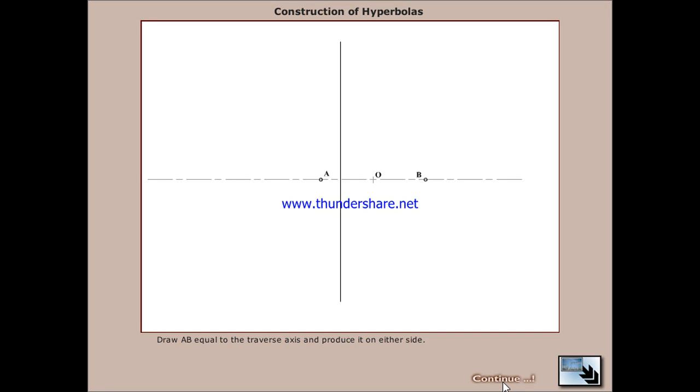Draw AB equal to the transverse axis and produce it on either side. Mark F1, F2 equal to the distance between the foci. On BA produced, mark a number of points 1, 2, 3, etc. On AB produced, arbitrarily mark points 1 dash, 2 dash, 3 dash, etc. of the same distance as 1, 2, 3.